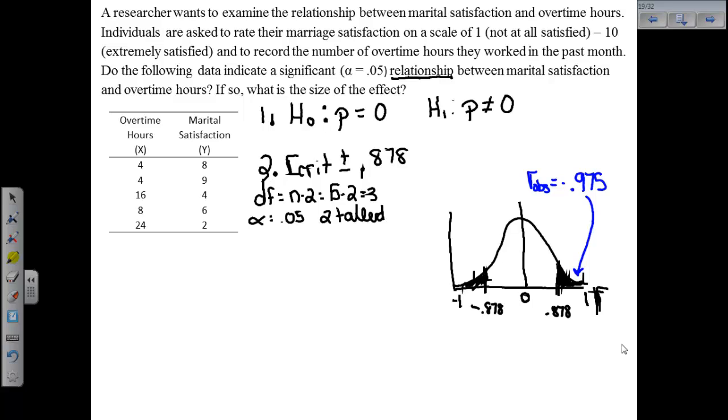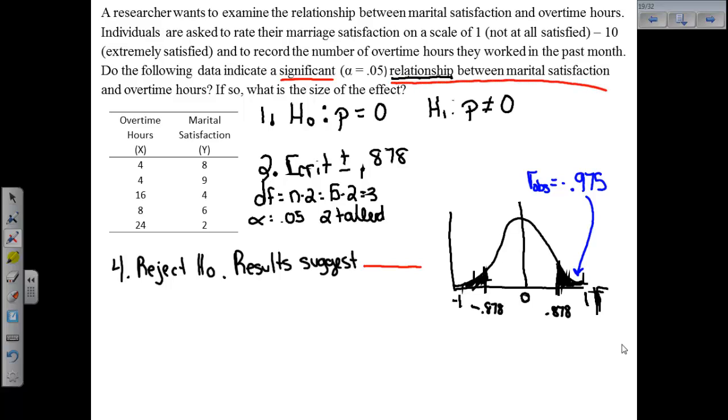So this relationship is strong enough to reject the null hypothesis in step 4. So reject that null hypothesis. So we're rejecting this notion that there is no relationship in the population. And then results suggest there's a significant relationship between marital satisfaction and overtime hours. So results suggest, and I'm going to be lazy, significant relationship between marital satisfaction and overtime hours.